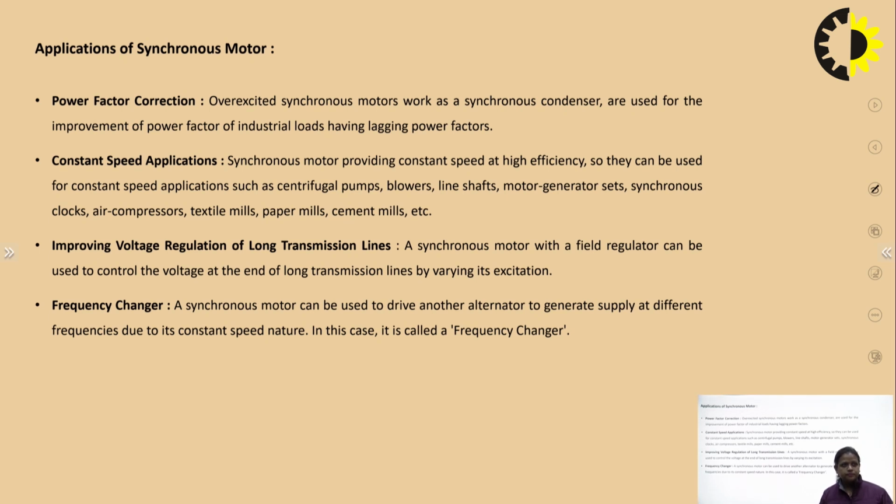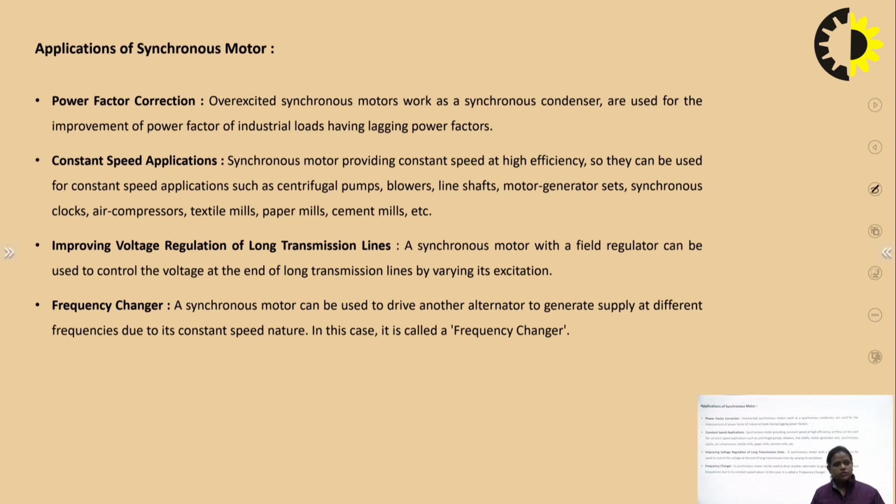First, they can be used for power factor correction. An overexcited synchronous motor works as a synchronous condenser and is used for the improvement of power factor for industrial loads having lagging power factor. Then, for constant speed applications, the synchronous motor provides constant speed at high efficiency. So, they can be used for constant speed applications such as centrifugal pumps, blowers, line shaft, motor generator set, synchronous clocks, air compressor, textile mill, paper mill, etc.